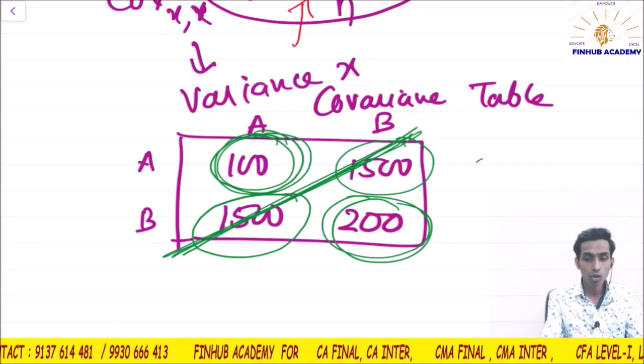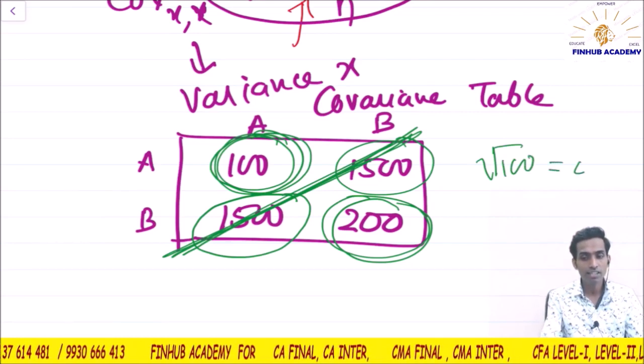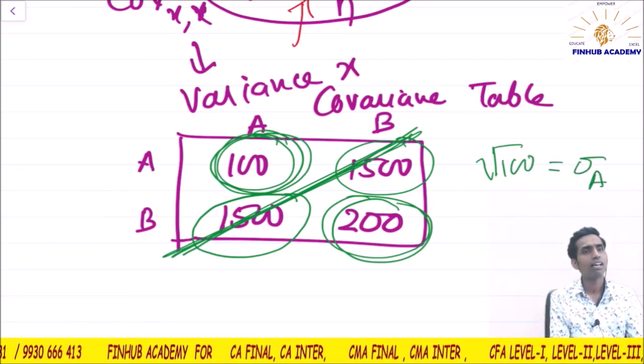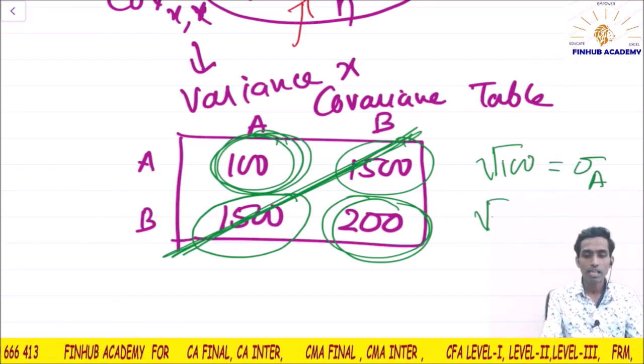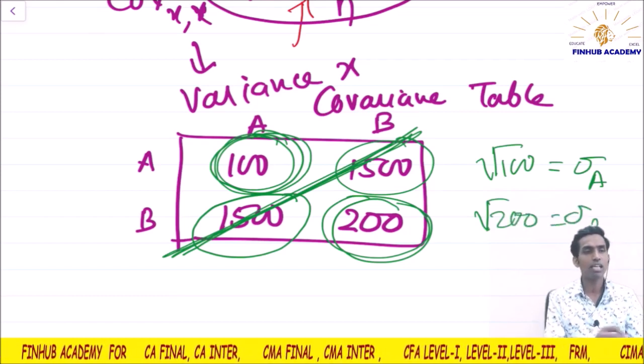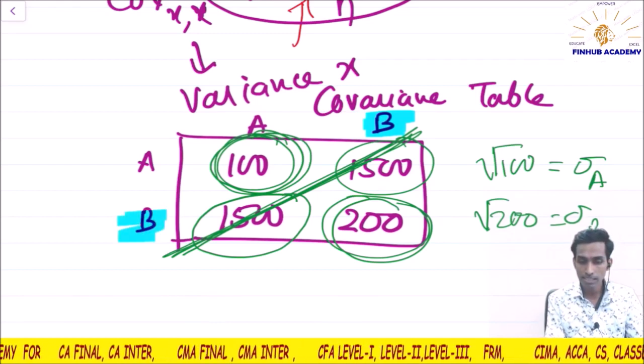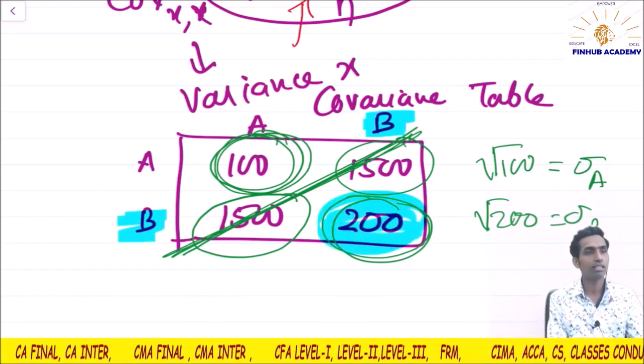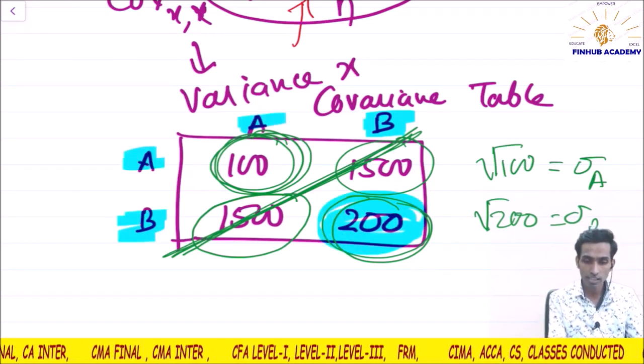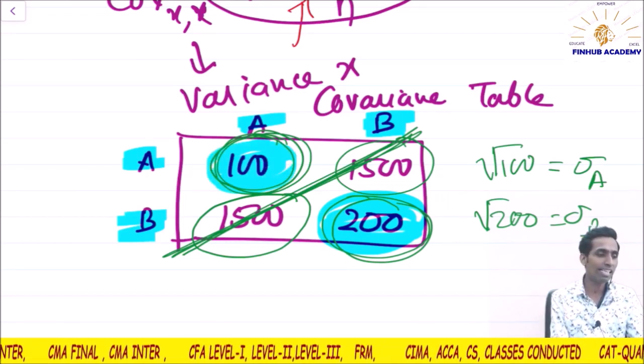If I take the root of 100, what will I get? Standard deviation of A. If I take the root of 200, I will get standard deviation of B. Correct. See now, I hope you understand. This is B, this is B, this is covariance of B with B. This is A, this is A, covariance of A with A. Are you understanding?